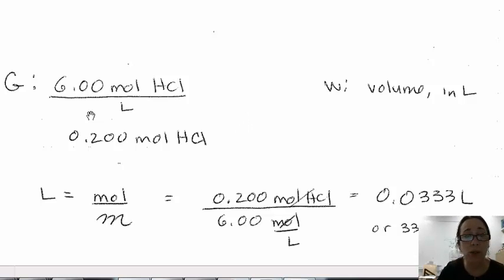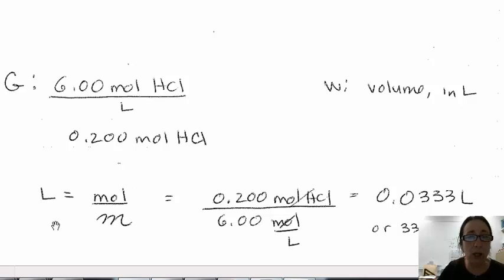So the first thing I always do is I write out what I'm given. And whenever I'm given a molarity, I want to write that as moles per liter. That will help me keep track of how units cancel out. So I'm given 6.00 moles per liter of HCl, 0.200 moles of HCl, and I want a volume in liters.